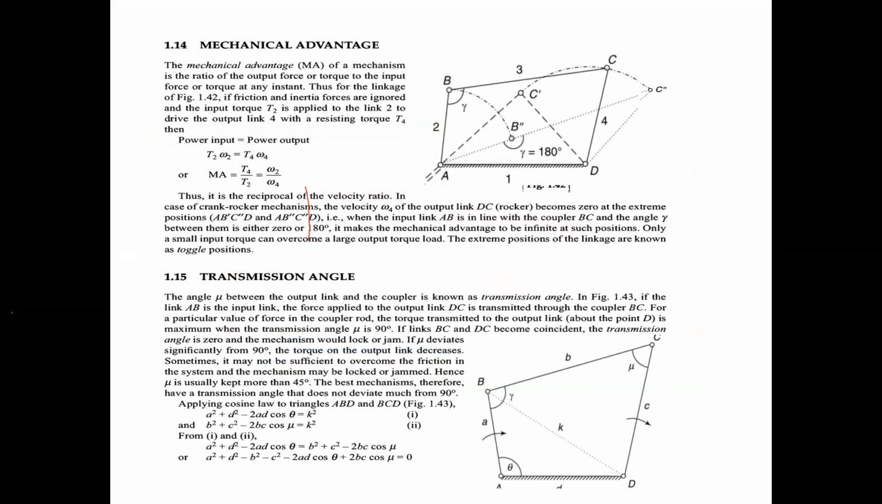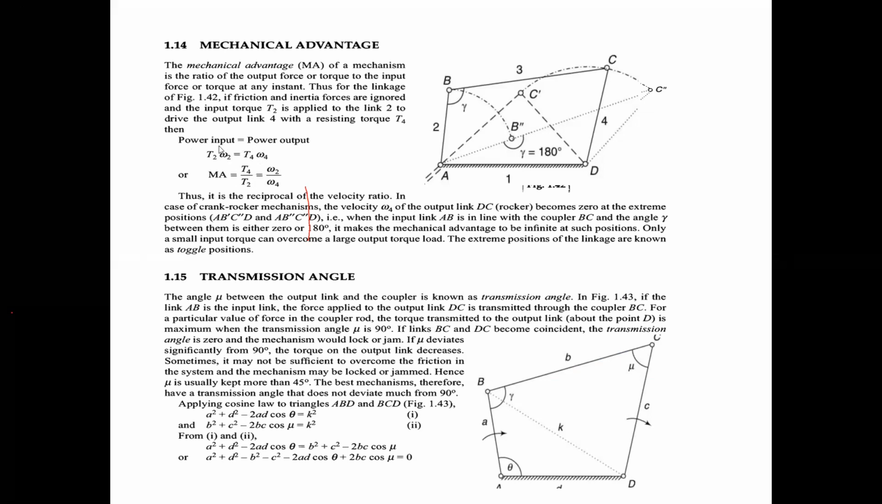Later we may also have some terms belonging to the 4-bar chain mechanism. Those are the mechanical advantage. What is meant by mechanical advantage? Simply, it is the ratio of output torque to input torque, or output force to input force at any instant. That is called the mechanical advantage. They may also derive the formula: power input equals power output, so we fix the equation input equals output.